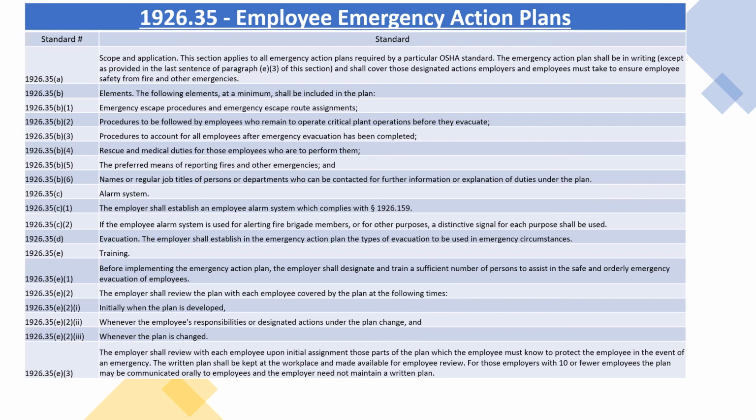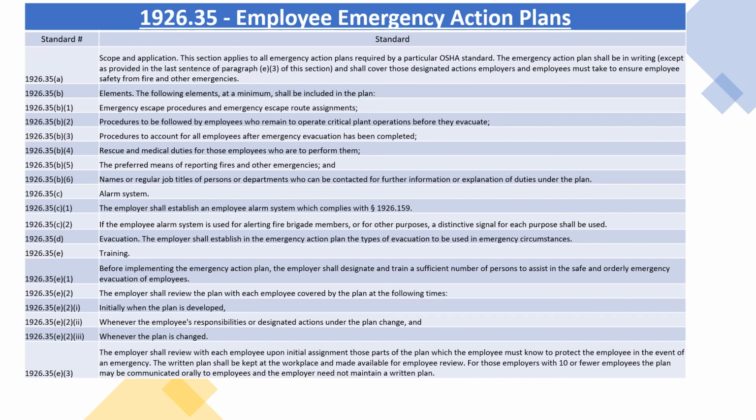1926.35 C. Alarm system. 1926.35 C.1 The employer shall establish an employee alarm system which complies with section 1926.159. 1926.35 C.2 If the employee alarm system is used for alerting fire brigade members or for other purposes, a distinctive signal for each purpose shall be used. 1926.35 D. Evacuation. The employer shall establish in the emergency action plan the types of evacuation to be used in emergency circumstances.